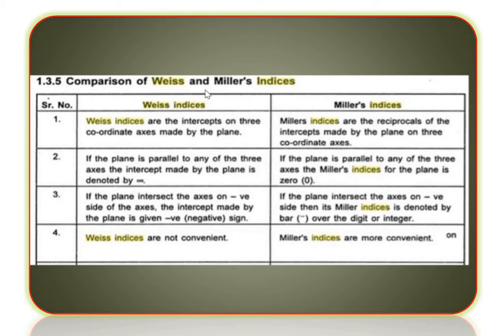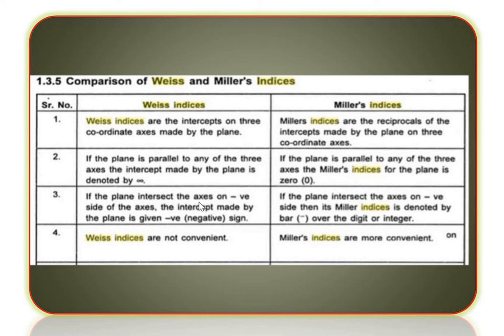So what is the comparison between Weiss parameters and Miller indices? Weiss parameters are just the intercepts on the three coordinate axes. On the other hand, Miller indices are the reciprocals of the intercepts made by the plane on the three coordinate axes. Now, if the plane is parallel to any of the three axes, the intercept made by the plane is denoted by infinity. Then the Miller index for that axis is 0, because it is the reciprocal. The reciprocal of infinity is 0.